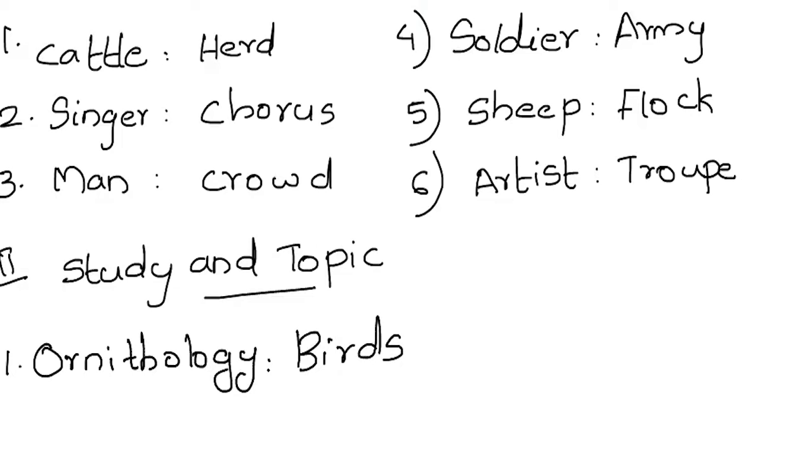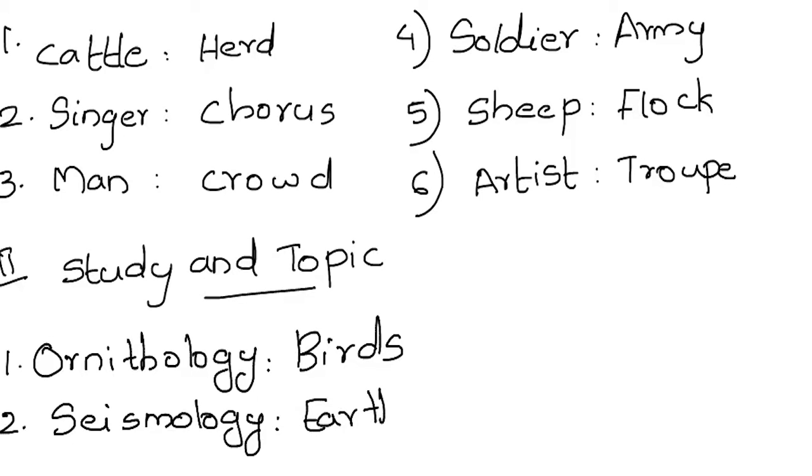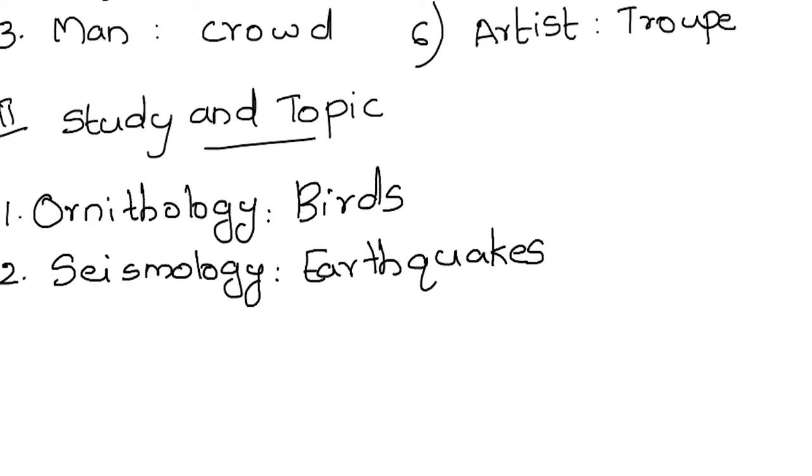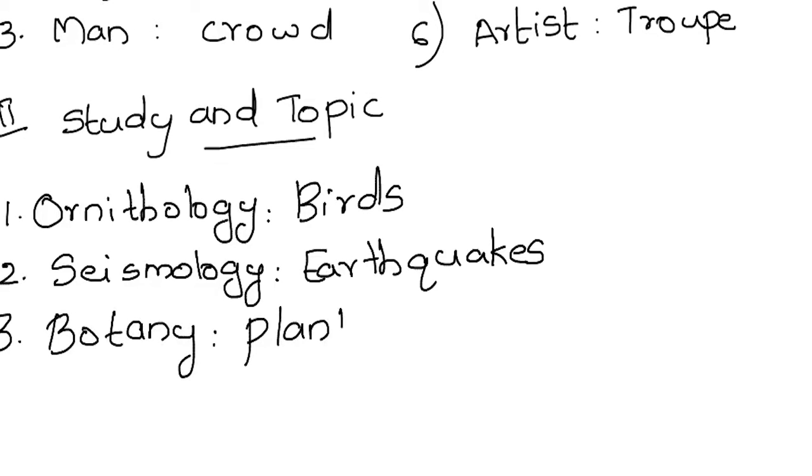Next is study and topic. Ornithology is the study of birds. Next example is seismology. Seismology is the study of earthquakes. Ornithology is the study of birds.